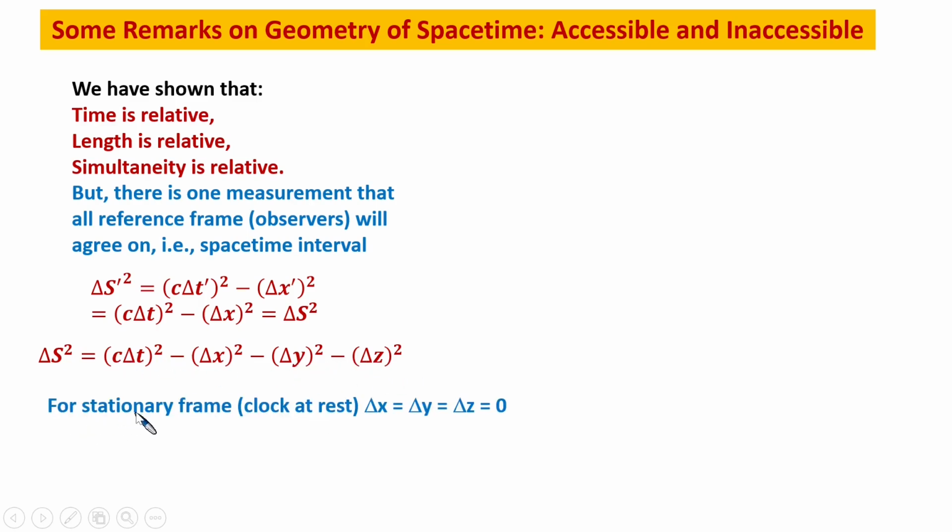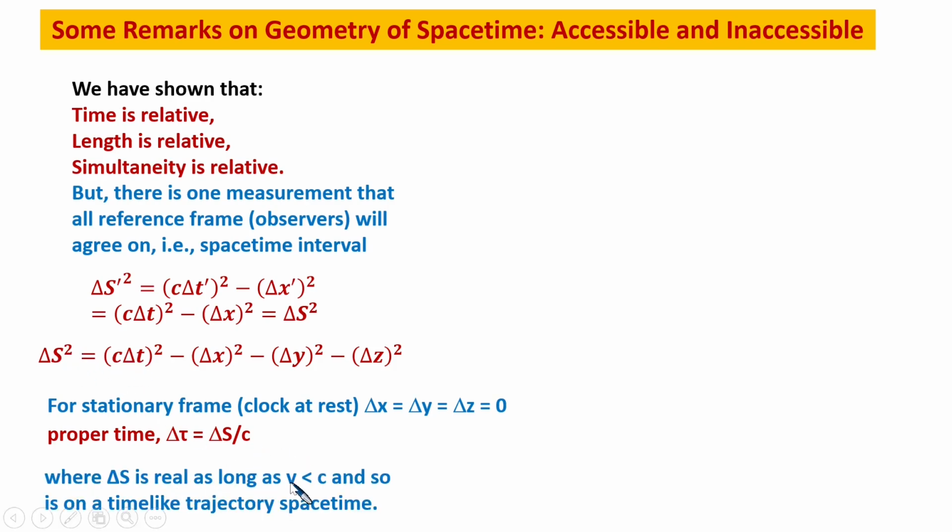We also know that for a stationary frame, where the clock is at rest, that is the clock is not moving, delta x, delta y, delta z are 0, and then what you get is the proper time. So the proper time delta tau is delta s by c. Taking the square root, delta tau is delta s by c, where delta s is real as long as v is less than c, and so it is on a time-like trajectory in space. I have discussed what a time-like trajectory is earlier, so let us repeat it.